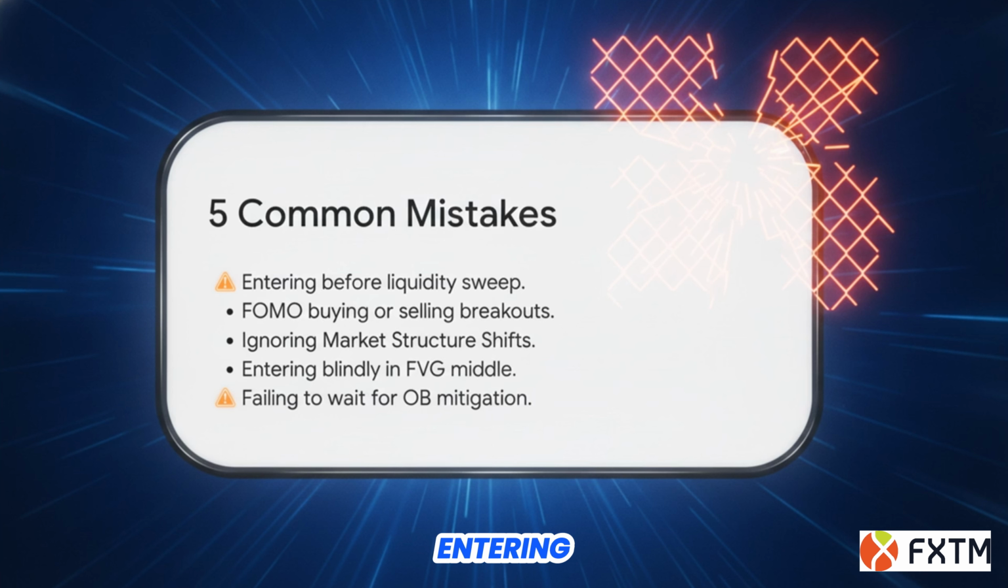Number 1, entering a trade before liquidity has actually been swept. If you enter too early, you are literally just becoming the liquidity for someone else. Number 2, FOMO buying or selling breakouts instead of patiently waiting for the algorithmic retracement to a discount or premium array. Number 3, ignoring the market structure shift. Without a clear structural shift, you are just blindly trying to catch a falling knife. Number 4, entering blindly in the exact middle of a fair value gap without waiting for a lower time frame reaction. And number 5, failing to wait for the final mitigation of the order block. Impatience is without a doubt the retail trader's most expensive tax.